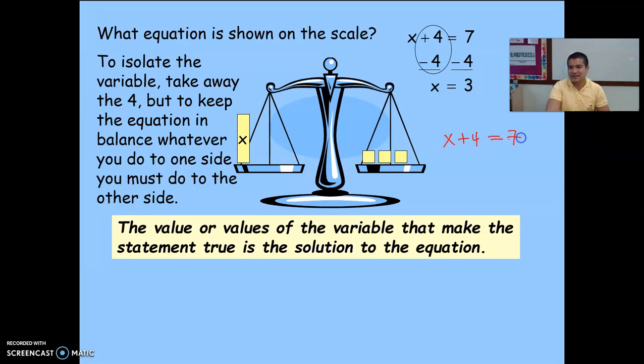When you check that one, we let x equal 3, right? So we have 3 plus 4 equals 7. So this equation now is balanced. So we will maintain the balance of the scale. Next.